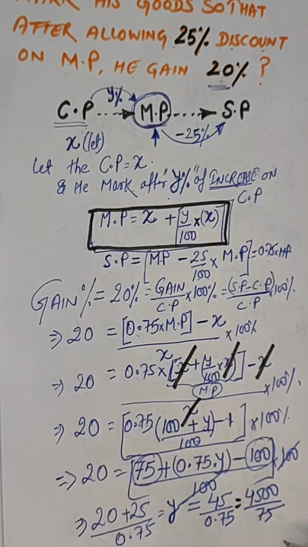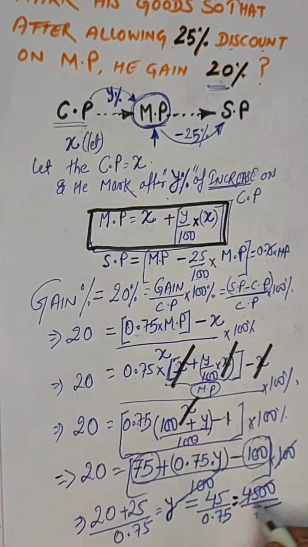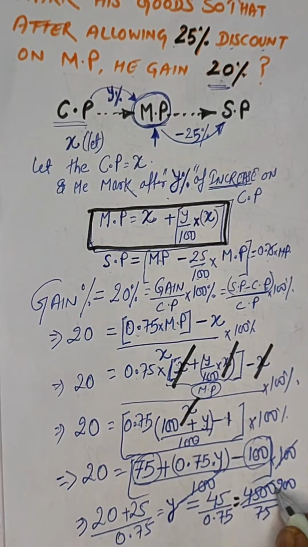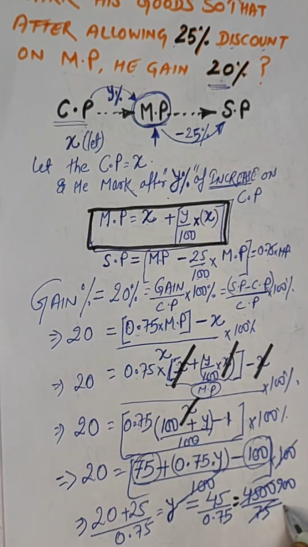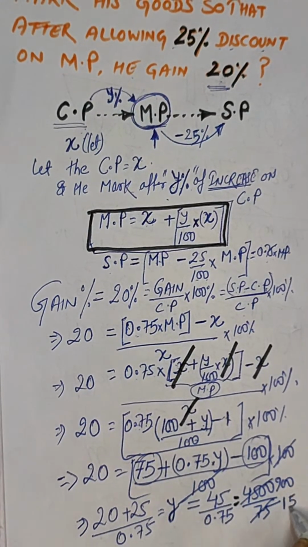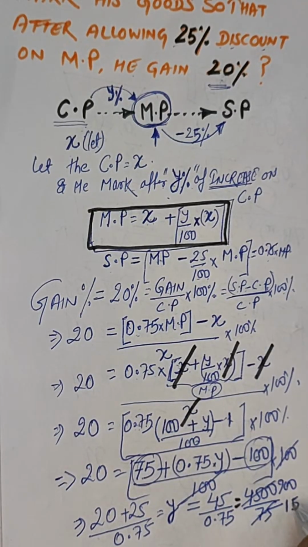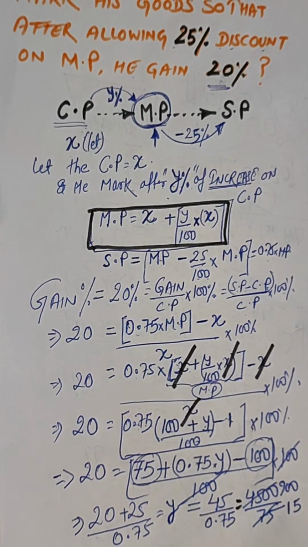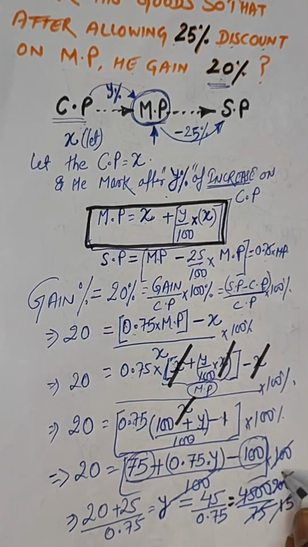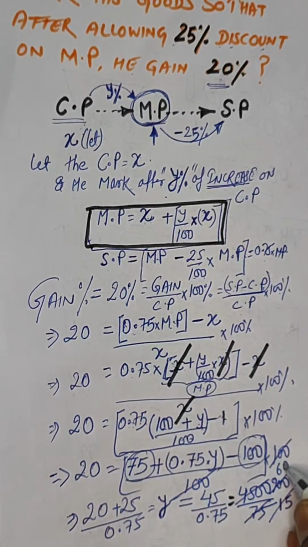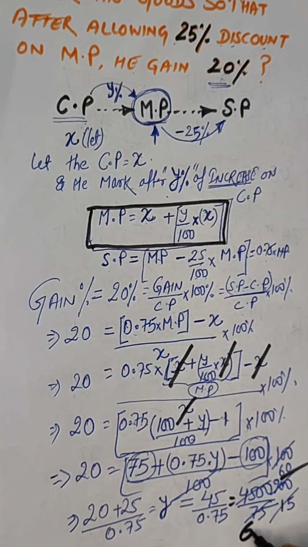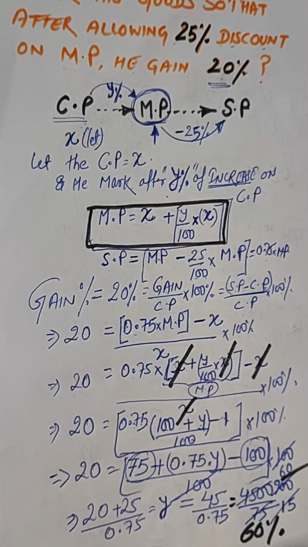When you further solve it, 5 will divide 4500 in 900 times, and 5 will divide 75 into 15. So this will give you 900 by 15. When you cancel out 900 by 15, 15 will divide 900 into 60. So my dear friends, the answer will be 60%, right?